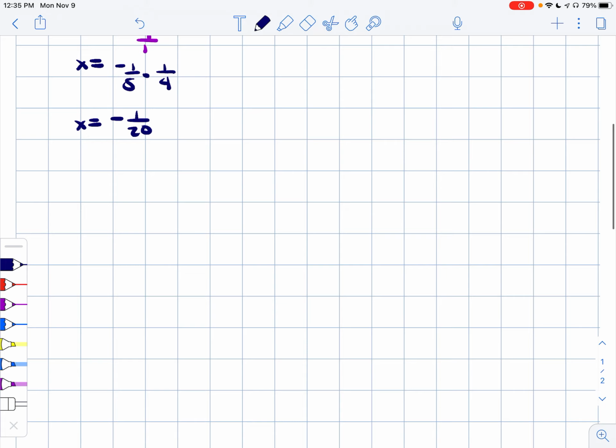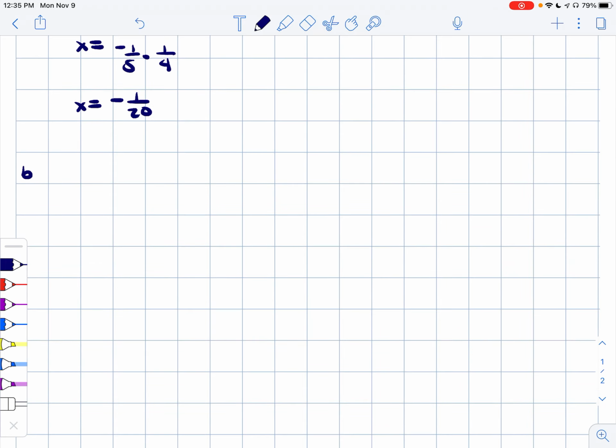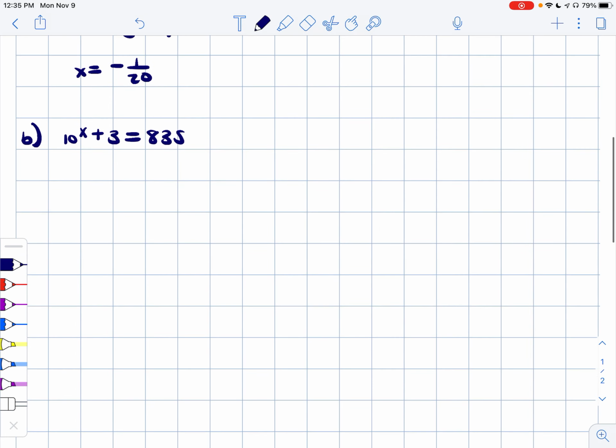All right, let's do some more exponential equations. Let's say we have 10 to the power of x plus 3 is equal to 835. All right, now this one, we want to start by isolating our exponential term. So I'm going to go ahead and subtract a 3 from both sides. So that would give me 10 to the power of x is equal to 832.